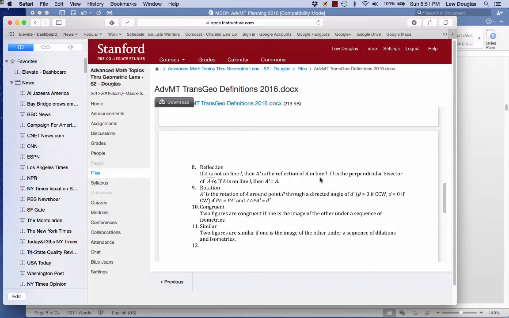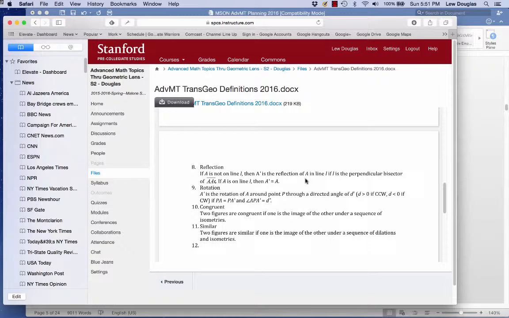There are also precise definitions of reflection. You can't use words like, well, it's opposite, it's kind of on the other side. That's not good enough. If A is not on the line, then A prime is the reflection of A in line L if L is the perpendicular bisector of the segment AA prime. And if A is on line L, and that's important, the other part too, then A prime equals A. The image does not change. So that's the definition.